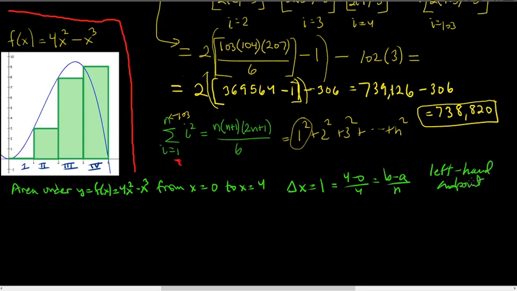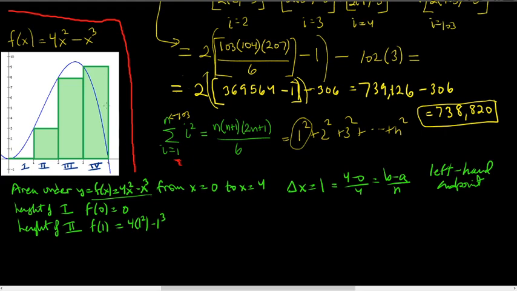You could also use the right, but you might get a different answer, I think. So the height of the first rectangle is just f of 0, which you can calculate to be 0. So the height is 0, right? What about the height of the second rectangle? It's going to be f of 1, which is 4 times 1 squared minus 1 cubed, just plugging into the given function up here. So you get 4 minus 1 is 3, right?